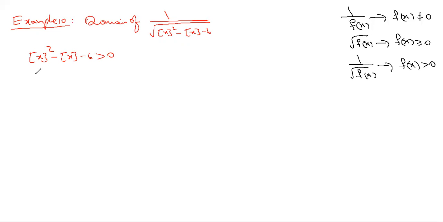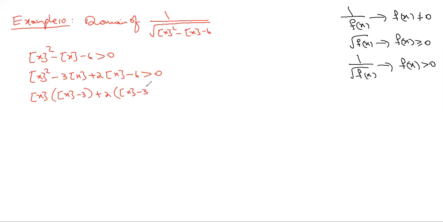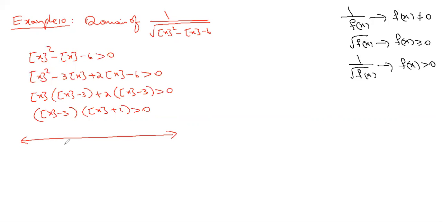After that, the regular factorization we can do. Minus 3 times integral part of x plus 2 times integral part of x minus 6 is greater than 0. If you take integral part of x common, integral part of x minus 3 plus 2 times integral part of x minus 3 is greater than 0. Take integral part of x minus 3 into integral part of x plus 2 greater than 0. So now you are solving for integral part of x, not for x. First you solve for integral part of x, and then we know how to solve inequalities in integral part of x. That we do later.